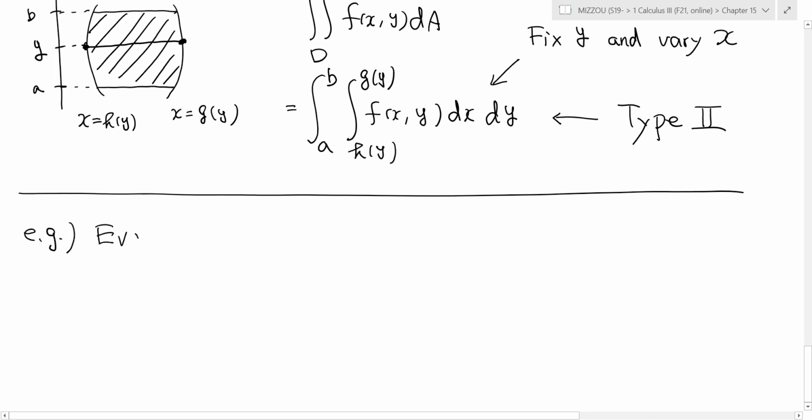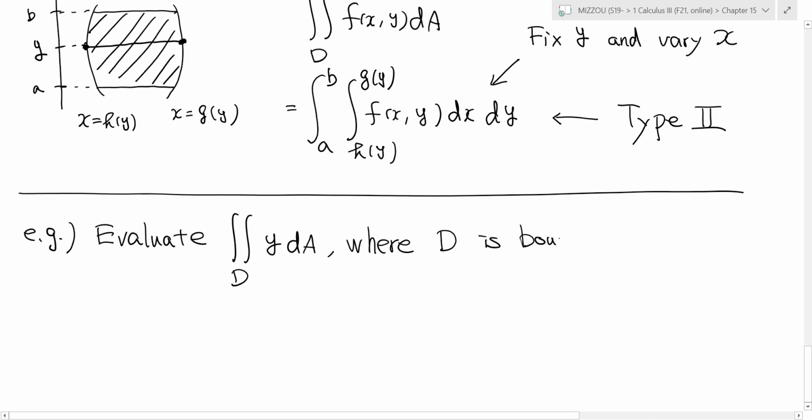Evaluate the double integral over the region D of y dA. So the function you integrate is just y, where D is bounded by y is equal to x minus 6 and x is equal to y squared. Bounded by those.